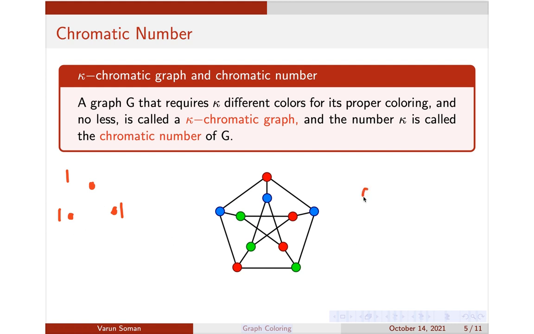Suppose my graph consists of an edge like this. What is the chromatic number of this graph? Suppose I color the first vertex with 1. I cannot color this vertex with 1, so anyway 2 colors are required. So if a graph contains an edge, definitely it will be 2 chromatic or more. For example, suppose my graph is like this, and one edge is there. So definitely its chromatic number would be greater than or equal to 2. So if there is an edge, definitely the chromatic number would be greater than or equal to 2.